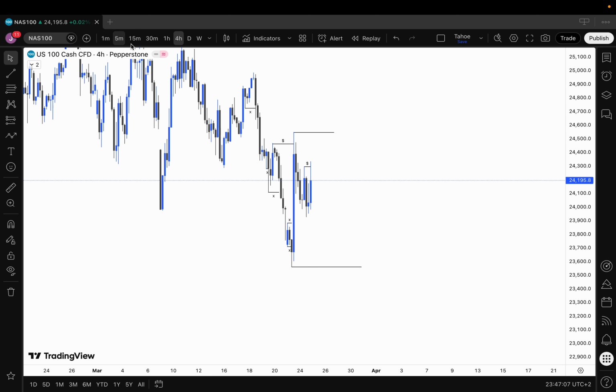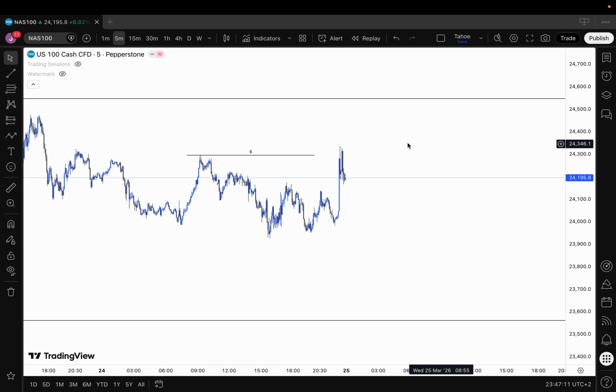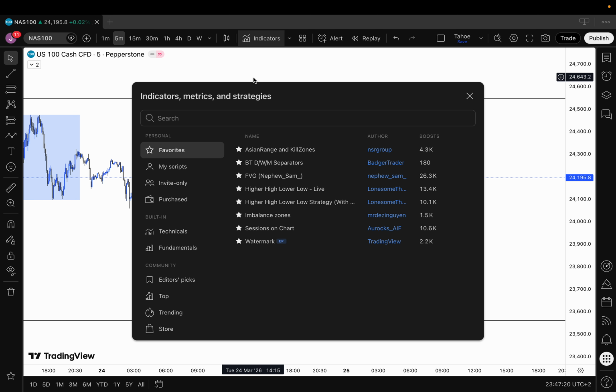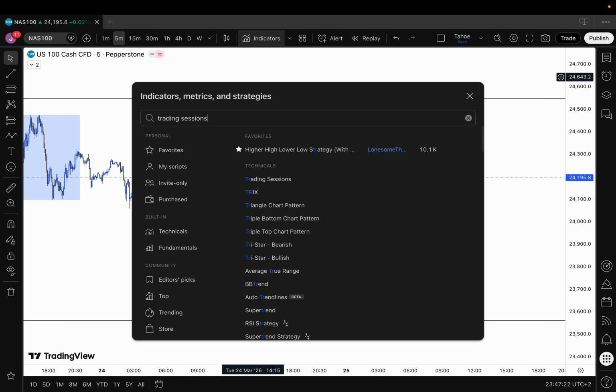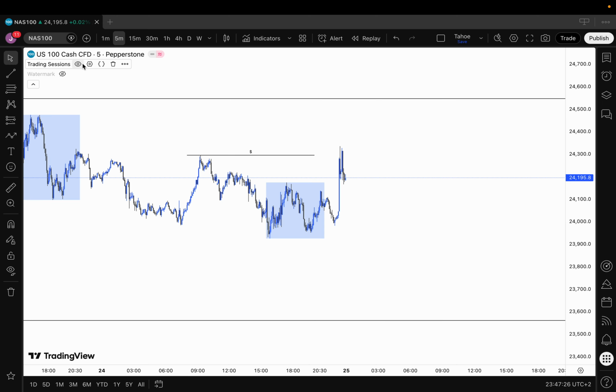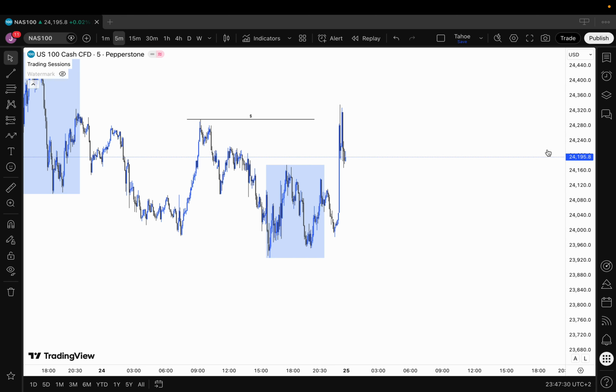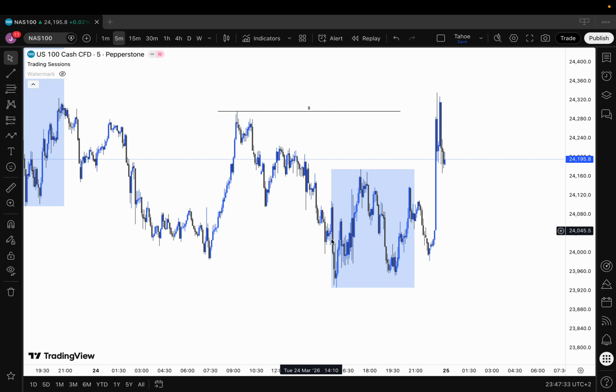Okay, so 5 minute. So what I need now is an indication of where my window is, which is the New York session, and this is where this indicator comes in, right? So here we have trading sessions, the indicator tab, and that's the one right there. Okay, of course I only enable the third session, which is New York. So I'll be looking for a trade anytime in this blue shaded area. That's when I'm gonna get in the market.